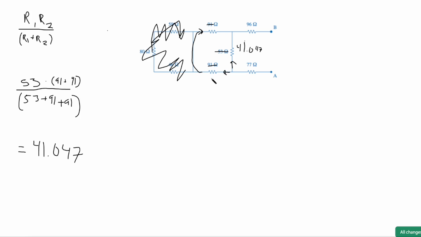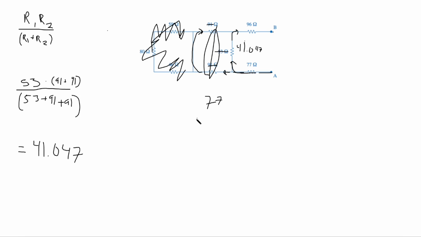And the rest is pretty simple. All of these, there's just one path for the current to take. It's going to go right. Since we got rid of this whole thing here, it's going to take a right, it's going to go through this one, it's going to take another right, it's going to go through this one, and then it'll finally terminate at B. So this next part is pretty simple. Since they're all in series with each other, we just simply need to add them up.